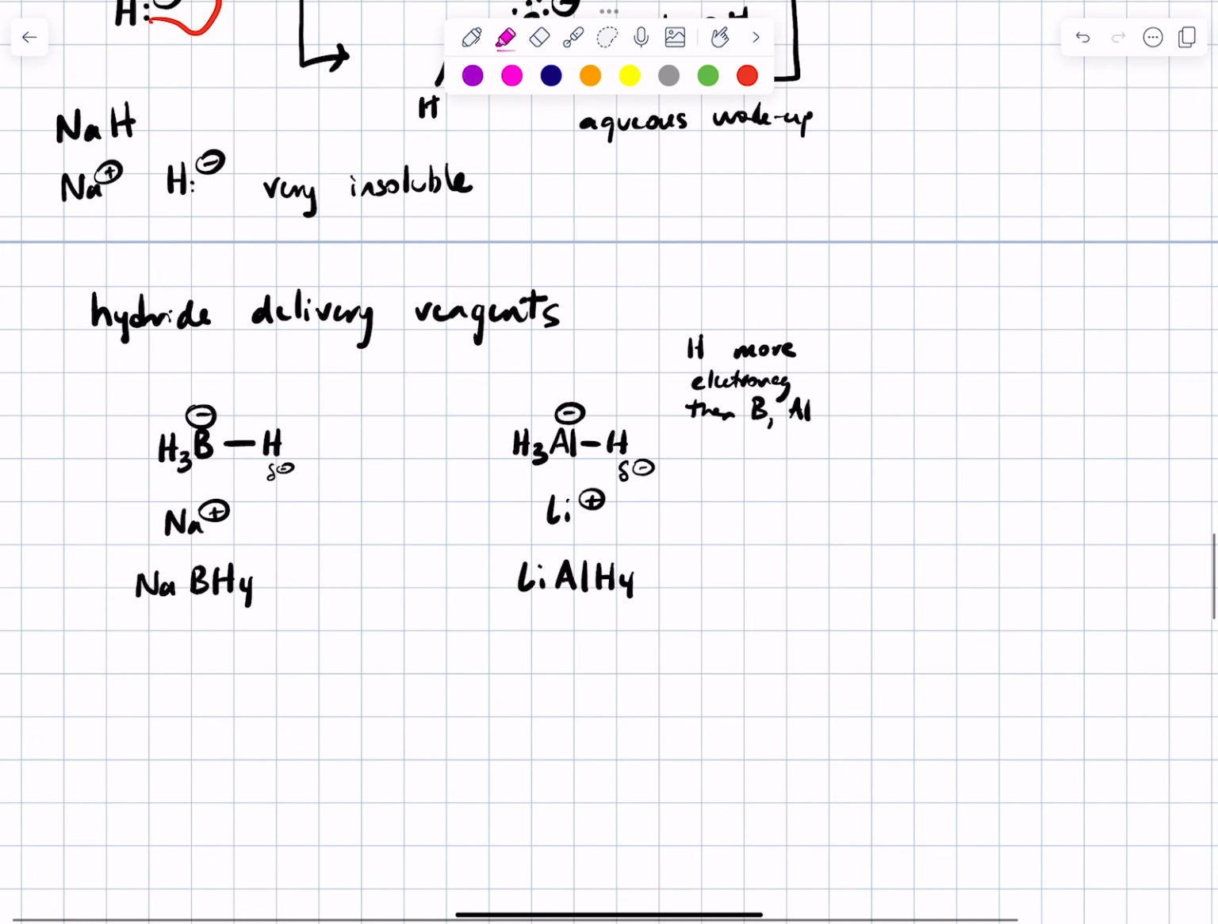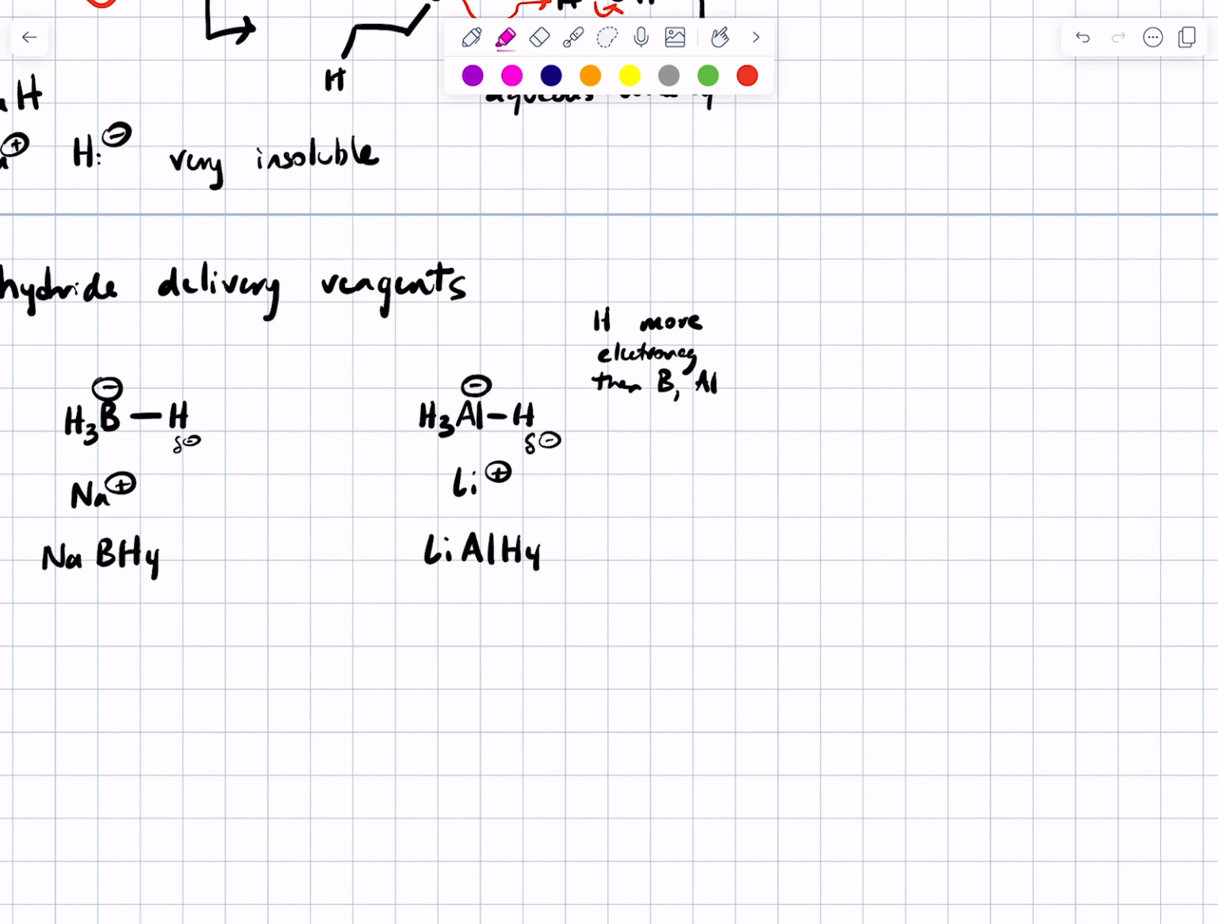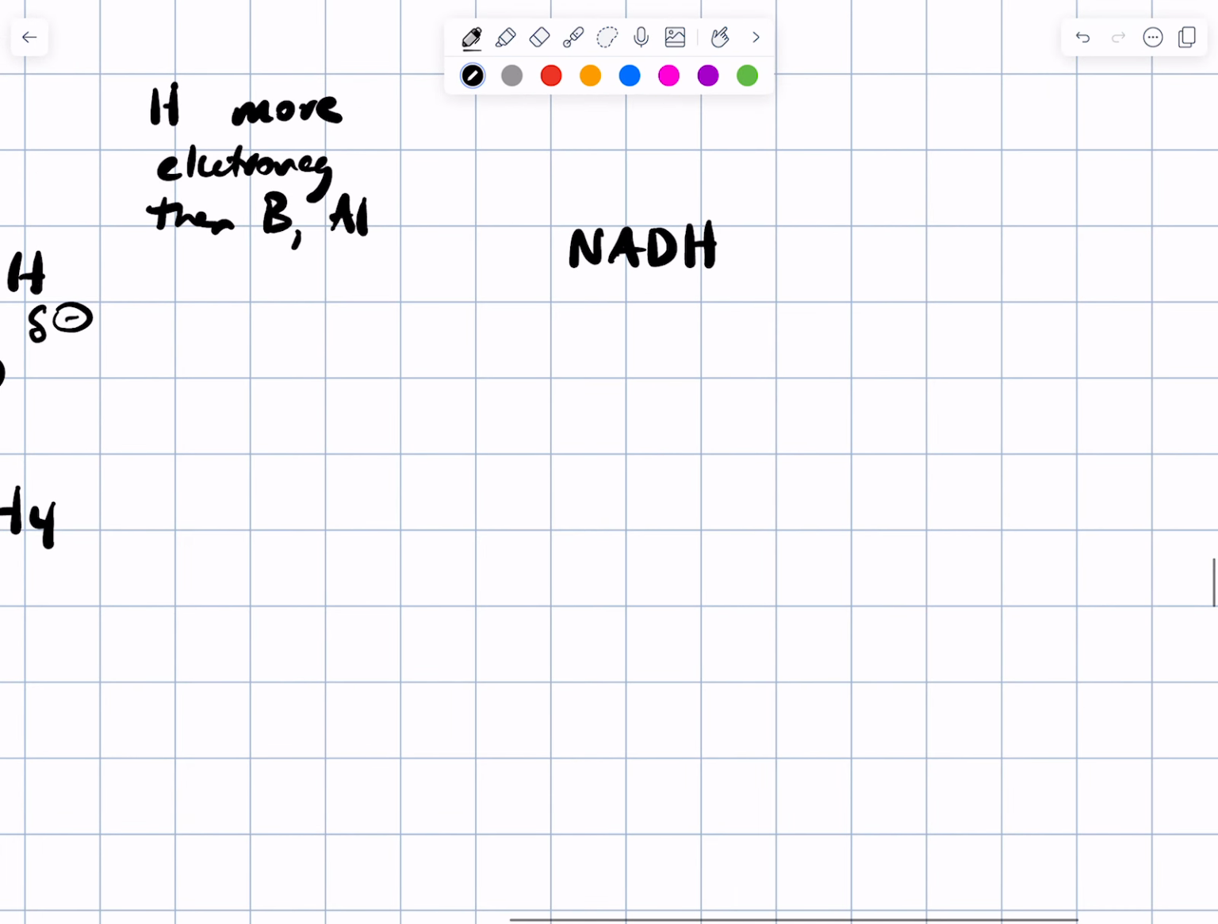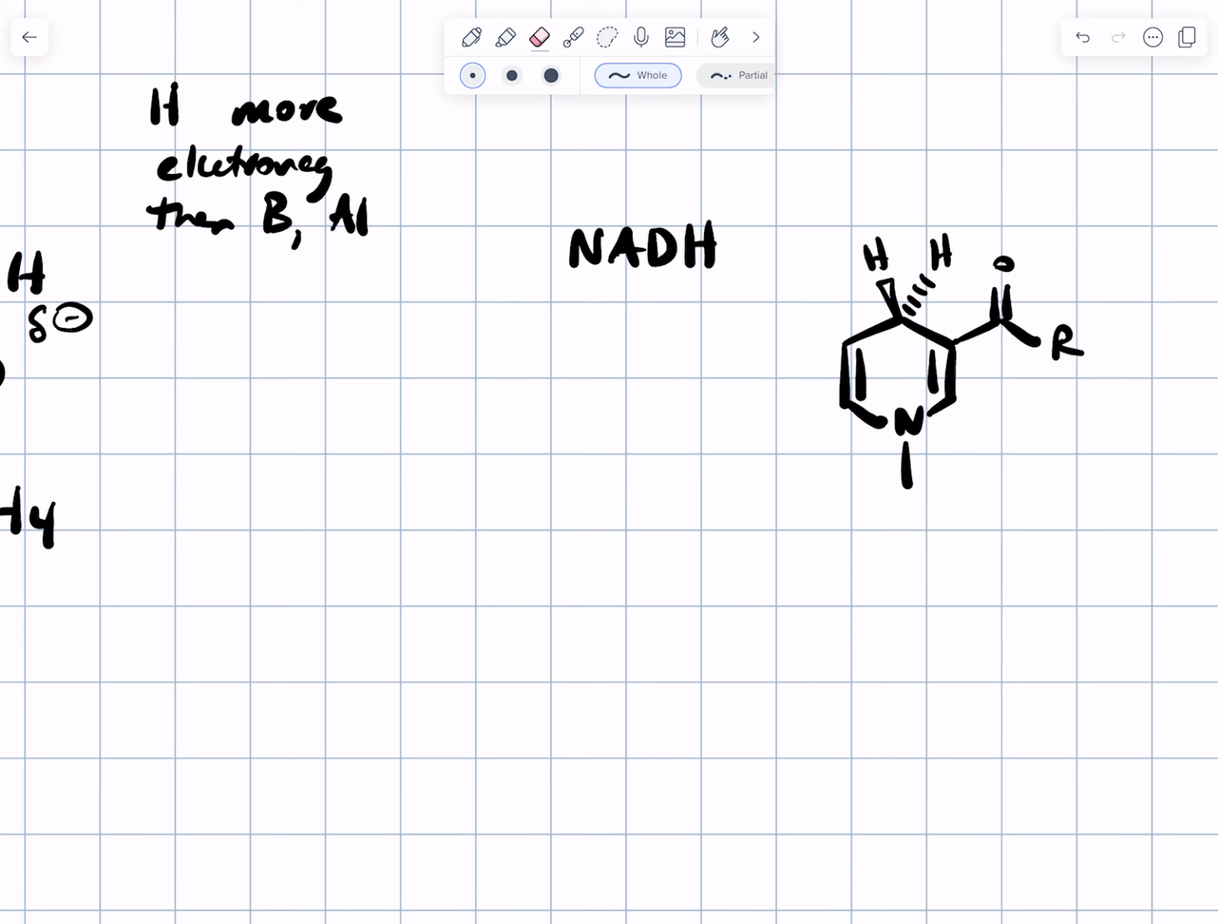I'll point out real briefly that nature has a few hydride delivery reagents. One of these is called NADH, which stands for, you're not going to want to know this, nicotinamide adenine dinucleotide. I will show you only part of this molecule. Already too much, right? This is just the nicotinamide portion. This R group here is the adenine dinucleotide portion, and you don't want to see it right now. I don't want to draw it. You don't necessarily want to see it.